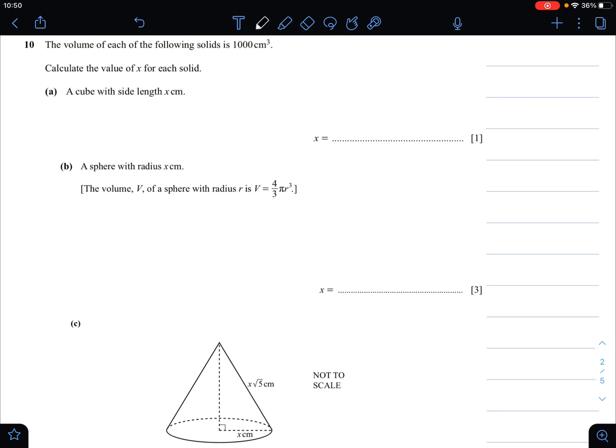So for part A, they are firstly telling us that the volume of each of the following solids is 1000 centimeter cube. Now they are asking us to calculate the value of x for each solid.